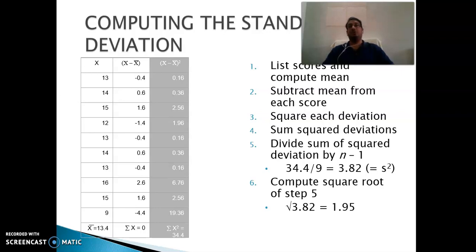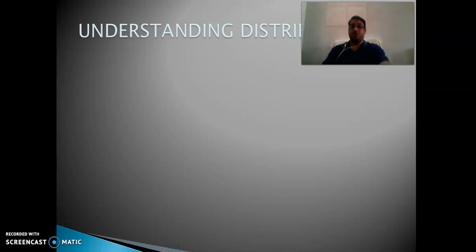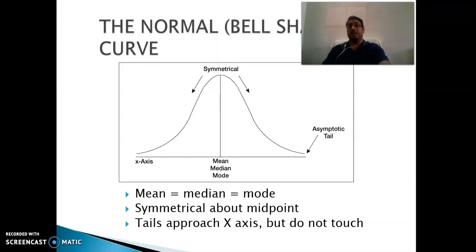Then the next step we need to compute. This 3.82 is the variance. So we need to compute the square root of step 5. The square root of 3.82 gives us 1.95. So this is our standard deviation.